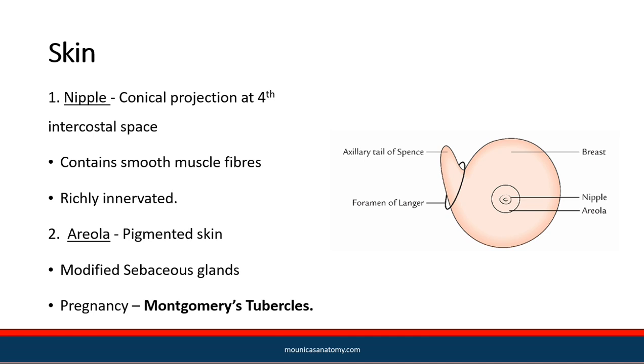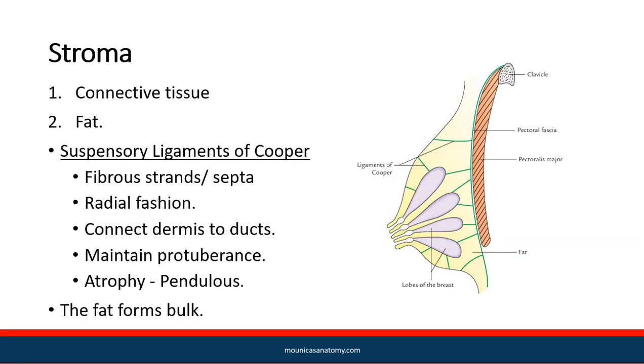The skin presents the nipple, a conical projection at the 4th intercostal space, which has smooth muscle fibers and is richly innervated. The areola is pigmented skin around the nipple. It has modified sebaceous glands, which are enlarged in pregnancy as Montgomery's tubercles.